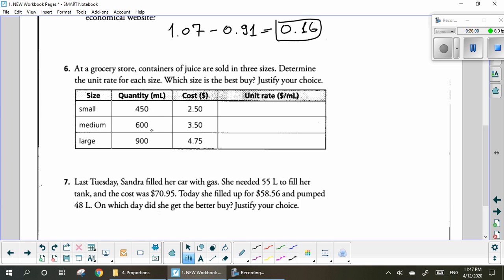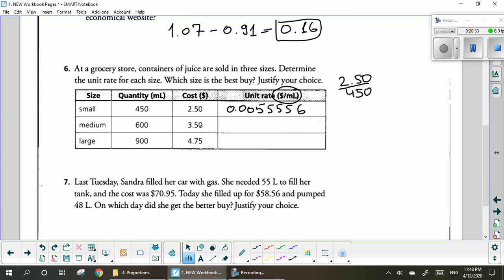450 milliliters, 600, 900, and then the prices for each one. We're looking for unit rate. We are looking for dollars per milliliter. All we're going to do is divide. So if we have the cost $2.50 for 450 milliliters, we're just going to divide 250 divided by 450. So the unit rate in this case, you will see the number is really, really small. So I'm going to write as much as I can. There, I'll round it off to that.